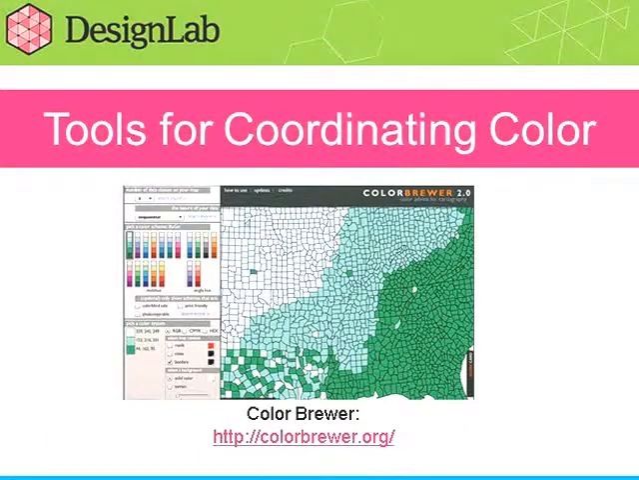And I use Color Brewer quite a bit, especially when making infographics, because you're able to choose either a sequential or other types of color schemes. You can check how people with color blindness would see them, and it's very appropriate for data-driven choosing of color.